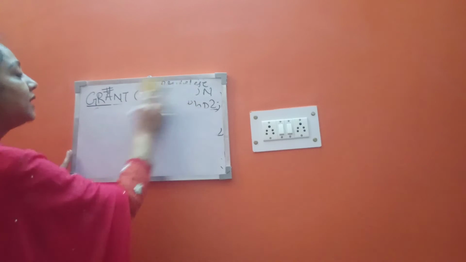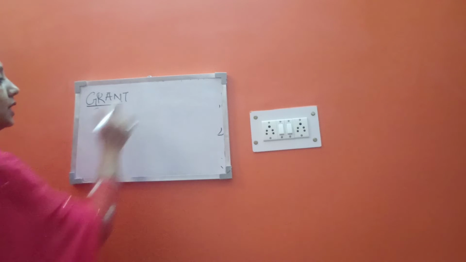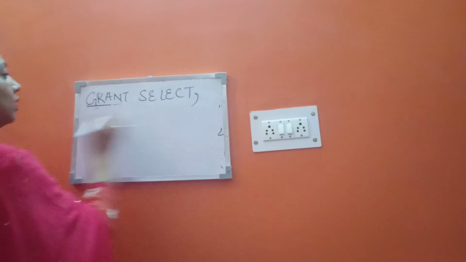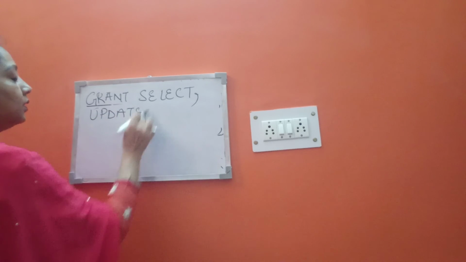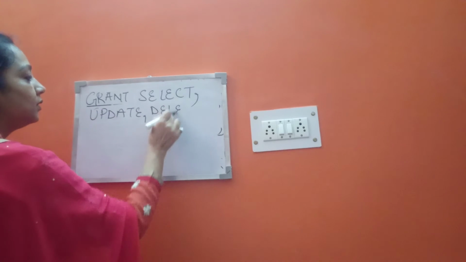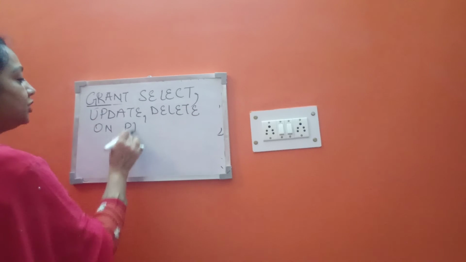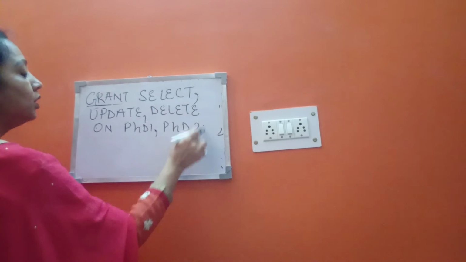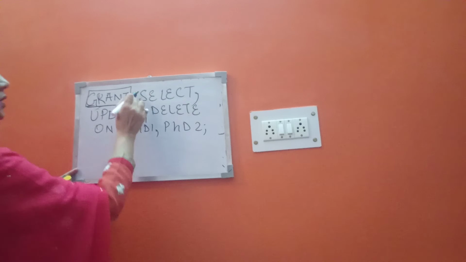Similarly, I can grant various other permissions to 2 different users at the same time, like grant select, comma, update, comma, delete on PhD1, comma, PhD2. Now these are the permissions that I want to grant to my 2 users.